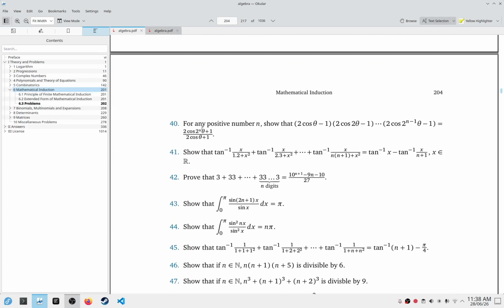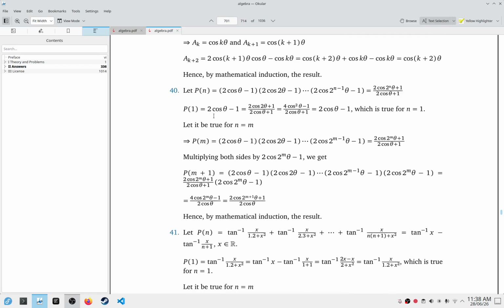And thus by induction we have proven that. Question 40 says that for any positive number n, show that 2 cos theta minus 1 times 2 cos 2 theta minus 1 and so on up to 2 cos 2 raised to the power n minus 1 theta minus 1 is equal to 2 cos 2 raised to the power n theta plus 1 over 2 cos theta plus 1.